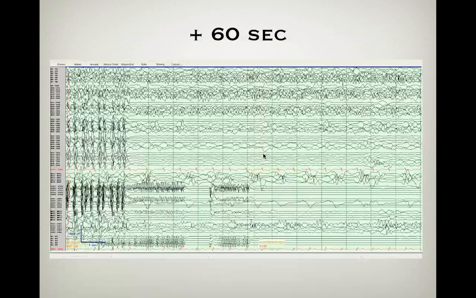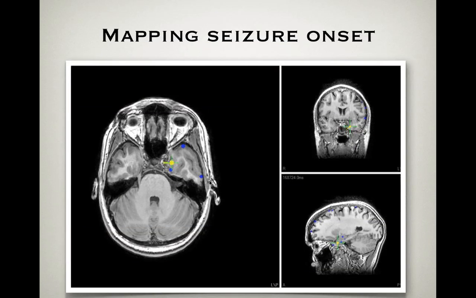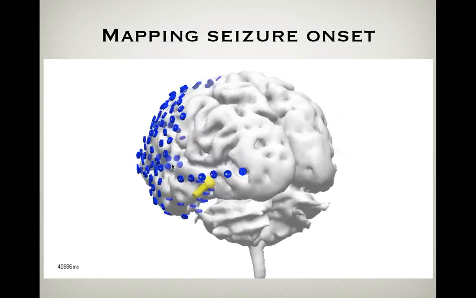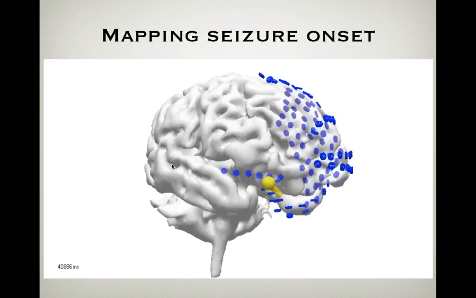So this is just some of the information that we get from the grid and the strips. We can actually model or map out where the seizure is coming from, and this yellow area shows us exactly on this temporal lobe which contact in which area the seizure began. And this is just another 3D model of the same information.